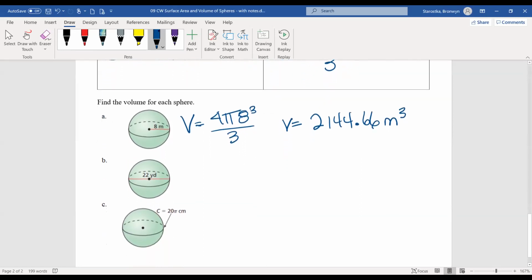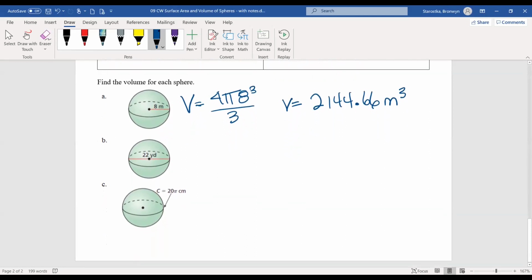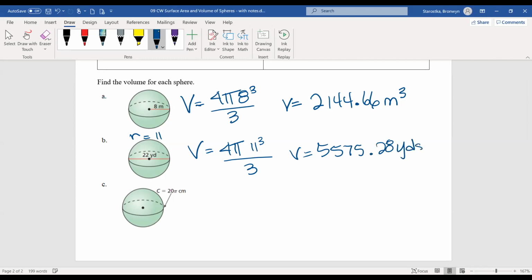The only trick in part B is you have to see that they gave you the diameter, not the radius. So we know here the radius equals 11. So now plug in volume 4 pi 11 cubed divided by 3, or plugging into the magic calculator machine, volume is 5,575.28 yards cubed.